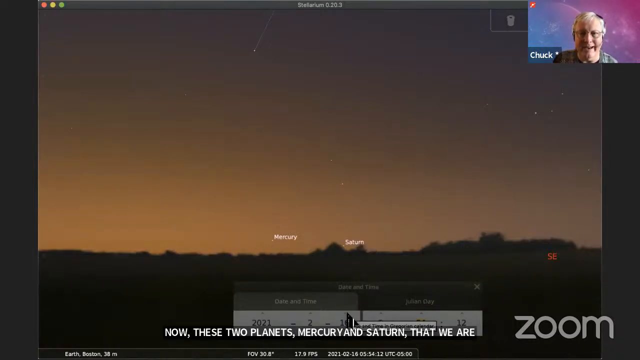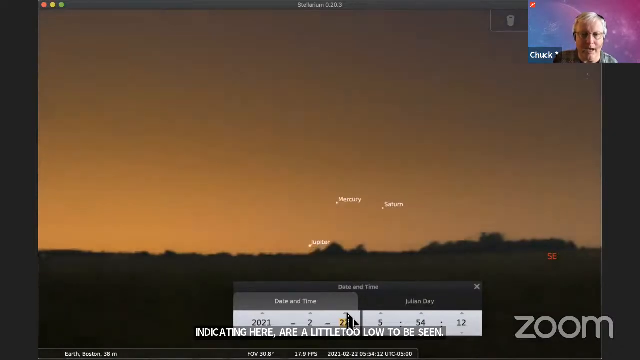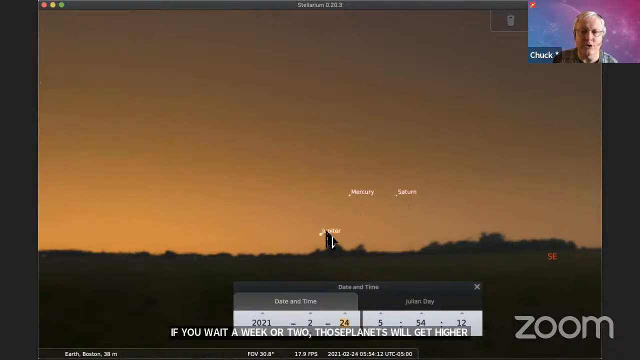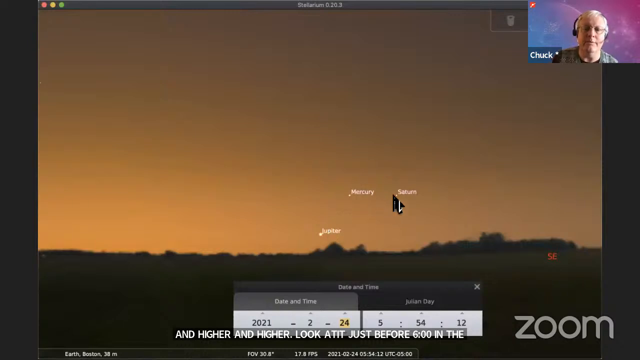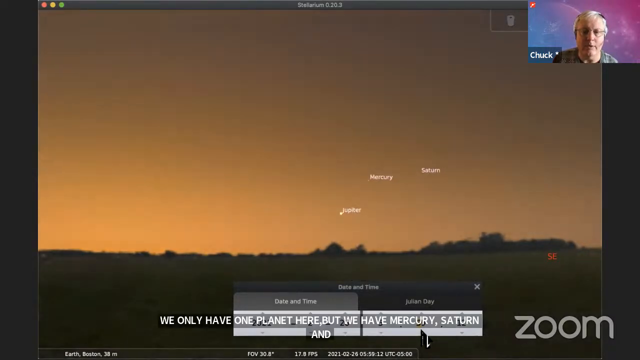If you're willing to wait a week or two till the end of the month, you'll notice how those planets appear higher and higher and higher at dawn. So look at it just around 6 o'clock in the morning, and you'll be able to see them. 3 planets, Mercury, Saturn, and Jupiter. So we only had 1 planet in the evening sky, but we've got the 3 planets, Mercury, Saturn, and Jupiter, appearing in the sky there. And I'm not sure if Venus is actually joining them. No, it actually isn't joining them right there.